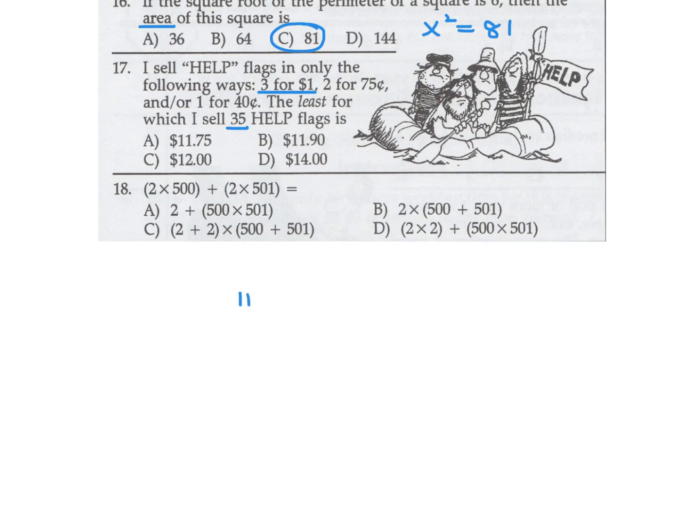So 11 of those would be 3 for $1, so 11 times 1. Wait, let me think about this. Should be pretty straightforward. Maybe I'm just getting confused. Yeah, 11 times $1. I was right. And then we still got two more left over, right? Because those 11 batches of 3 is 33. But there's 35, so that means I still got 2 left over. And for the 2, I'll choose the best possible remaining deal, which is 2 for 75 cents. So then I just have to add that 75 cents. So the total will be $11.75. And therefore, that's A.